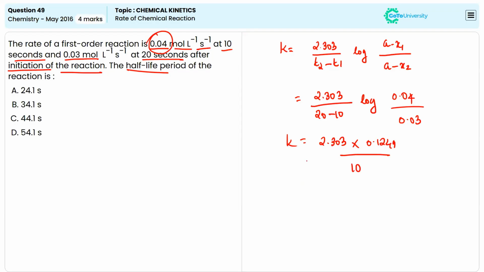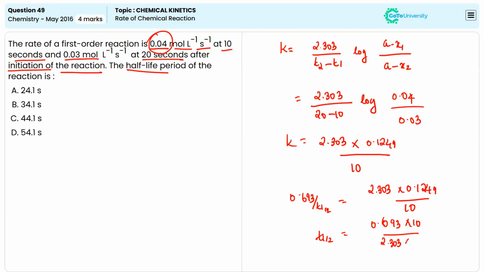Then we can write the value of K, that is 0.693 divided by T half, is equal to 2.303 times 0.1249 divided by 10. Then it becomes T half is equal to 0.693 times 10 divided by 0.1249. So it becomes 24.1 seconds. So this is the calculation. So A is the correct one.